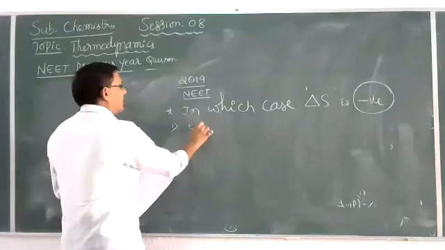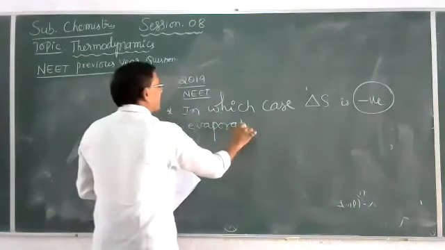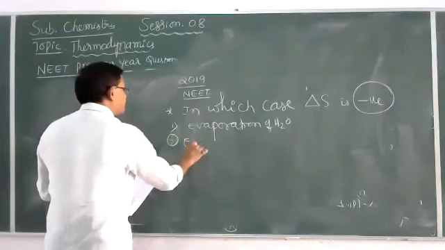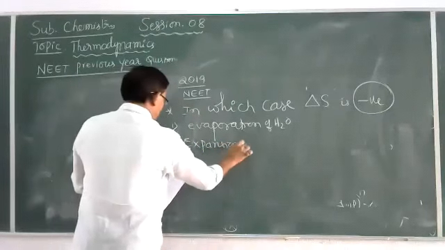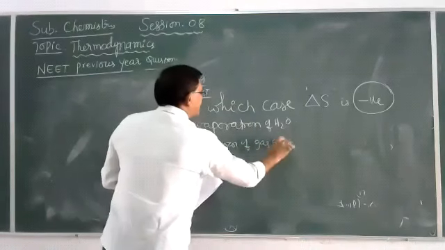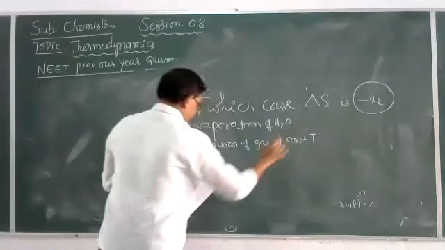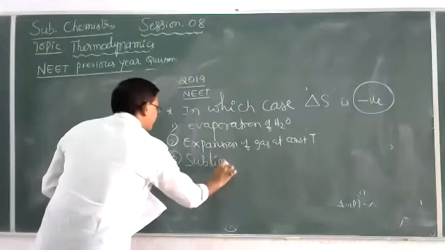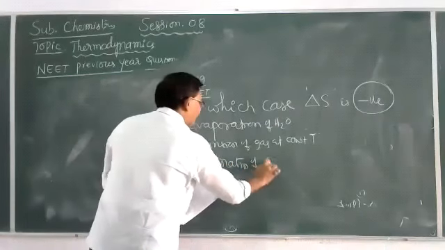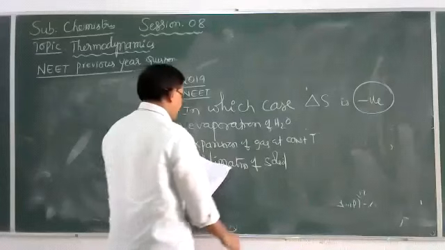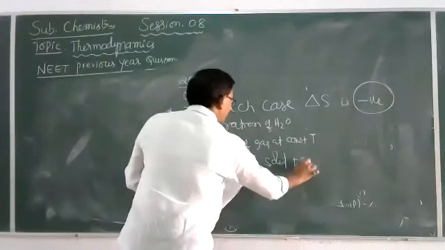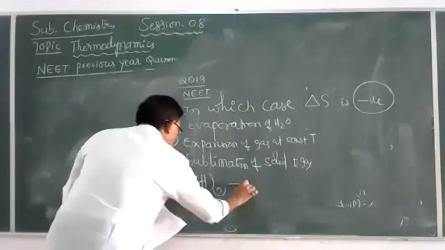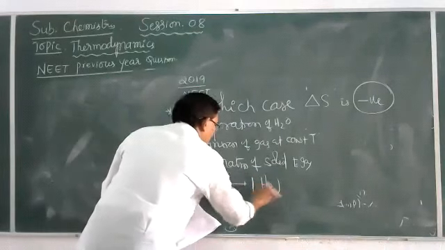Option 1 is evaporation of water. Second one is expansion of gas at a constant temperature. Third option is sublimation of a solid to gas. And the fourth one is 2H atoms in gas giving 1 H2 gas.